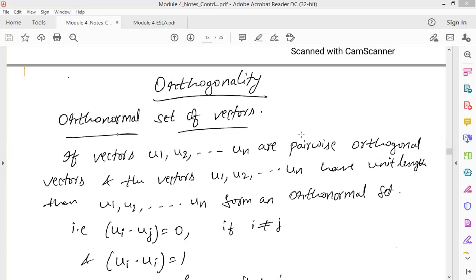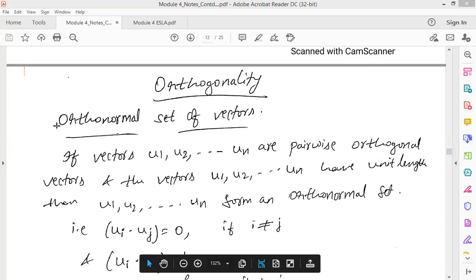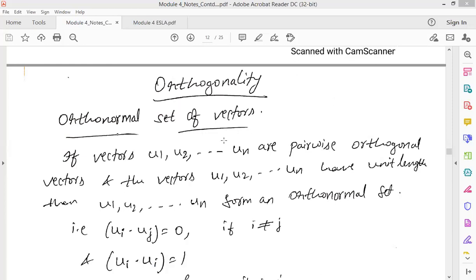In yesterday's class we were discussing orthogonality. We also discussed linear transformation. Here we'll revise orthogonality and linear transformation, and take some problems on this. If we take two vectors, they are said to be orthogonal to each other if the dot product between those two vectors is equal to 0.